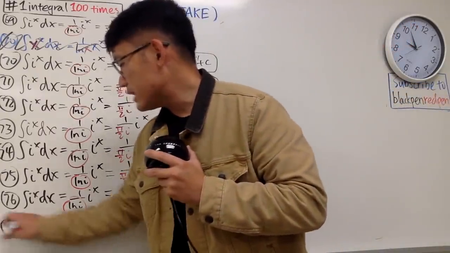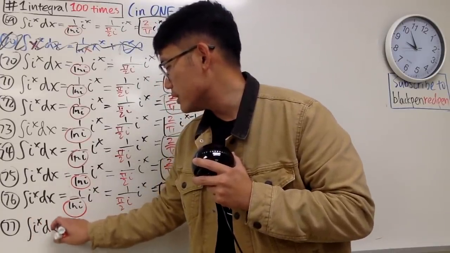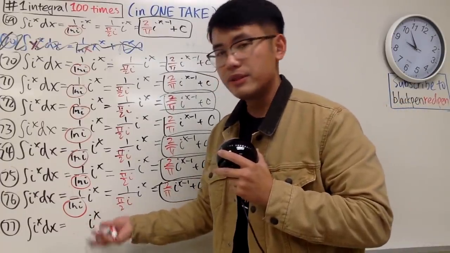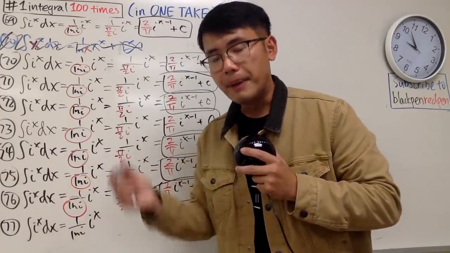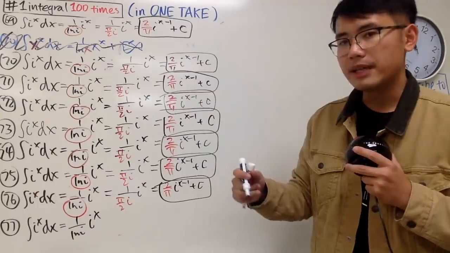Number 77. Now, we are going to integrate i to the x power dx. Well, this is almost the same as exponential, so I'll put down i to the x power, and I'll do 1 over natural log of i, because again, the base right here is a constant, it's not e, so you have to divide it by natural log of i.